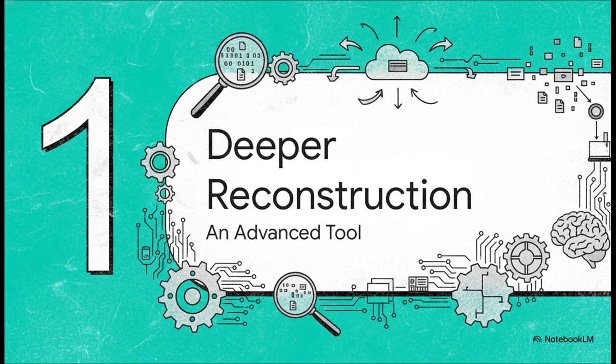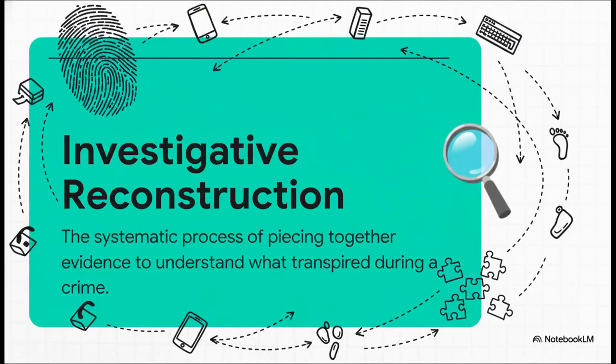When the normal process hits a wall, investigators have to pull out an advanced tool from their toolkit, and that tool is reconstruction. At its heart, this whole idea rests on a classic forensic principle you've probably heard of, Locard's exchange principle. The basic idea is that every contact leaves a trace. It doesn't matter if it's a footprint in the dirt or a failed login attempt on a server, something is always left behind. The job of reconstruction is to find those digital traces and figure out what they mean.